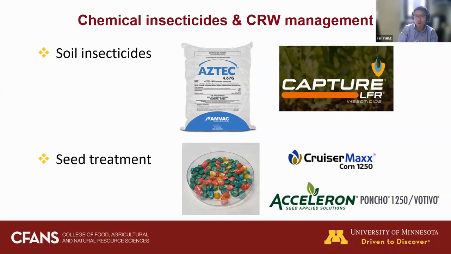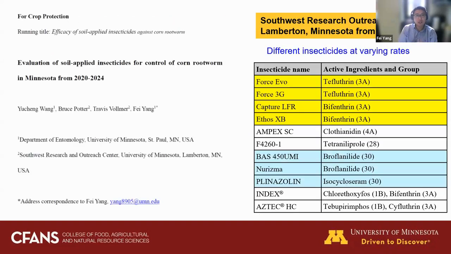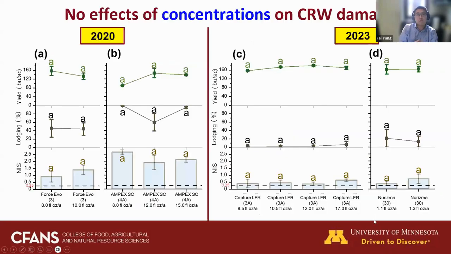And then I would like to focus a little bit on chemical insecticides for management of corn rootworm. First, I would like to talk about the soil insecticide. This is a study conducted from 2020 to 2024, and we recently submitted a paper to Crop Protection for publication. We evaluated the efficacy in the long term with different insecticides from different groups at different concentrations. Here is a list of the insecticides from group 3A, group 4A, group 30, as well as those for group 1B organophosphate.